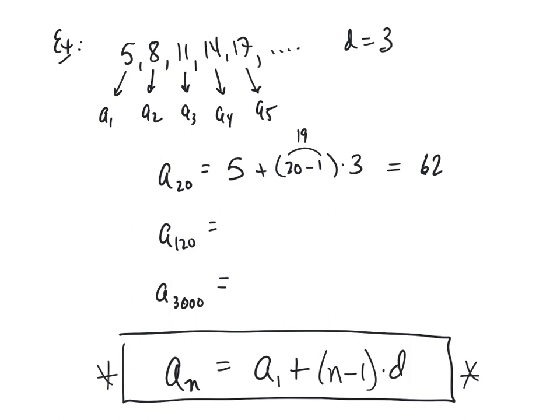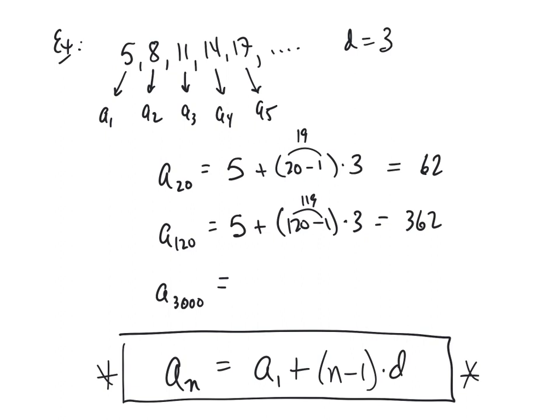If we were to find the 120th term, we start at the very first term, then add the value of n, 120 minus 1, multiplied by the common difference. Just doing the arithmetic, 120 minus 1 is 119. Then 119 times 3 is 357, plus 5 is 362. And let's do one more while we have it up on the screen.